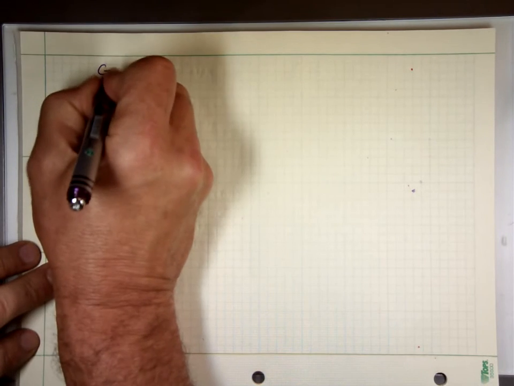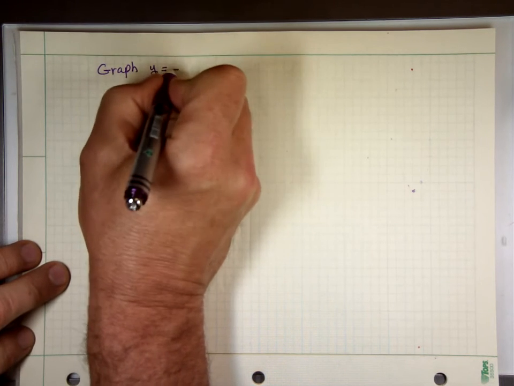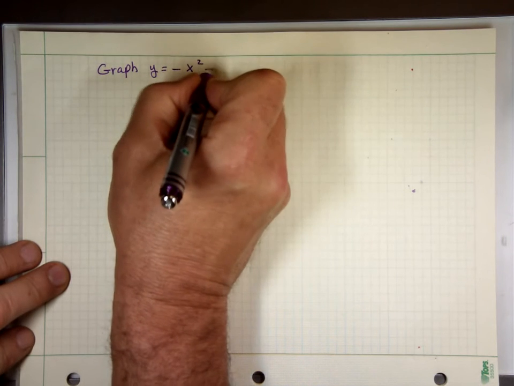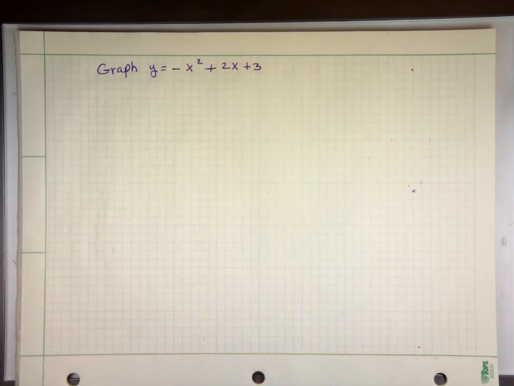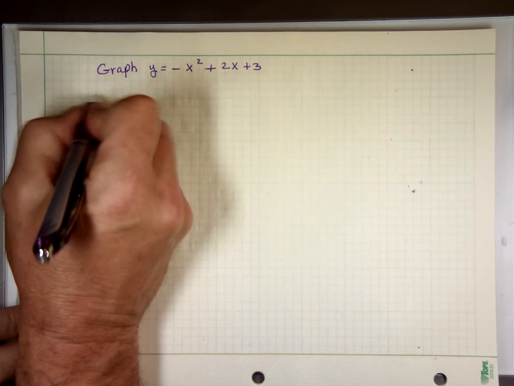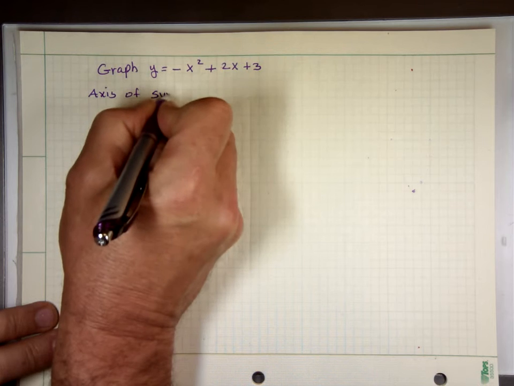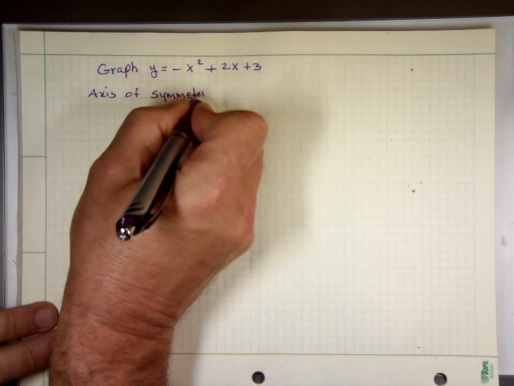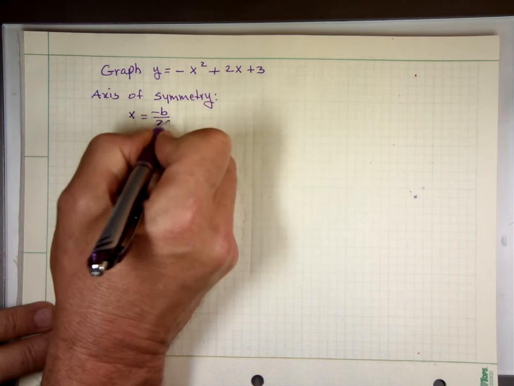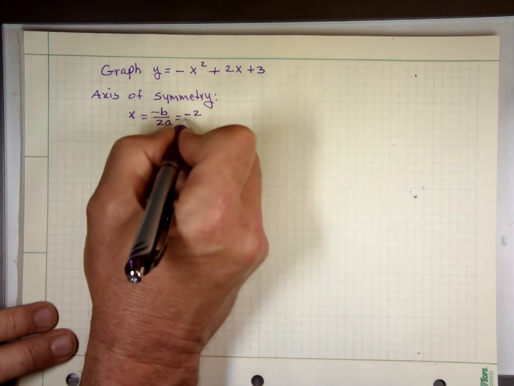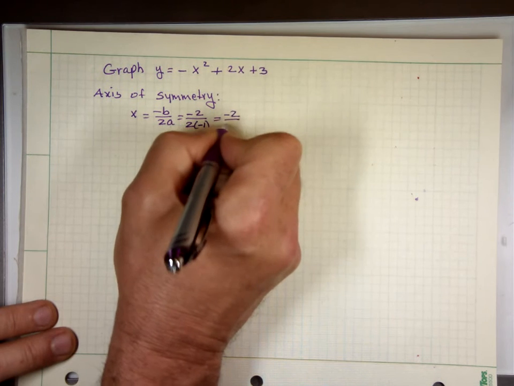Graph y equals negative x squared plus 2x plus 3. Let's find the axis of symmetry. x equals minus b over 2a. b is 2. a is negative 1. Negative 2 over negative 2, which is 1. x is 1.